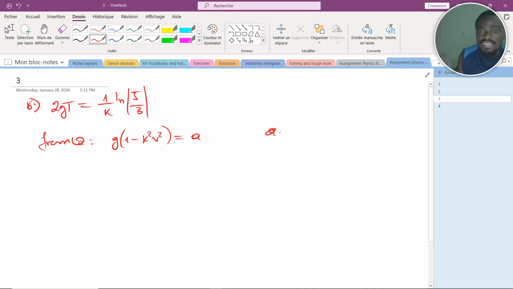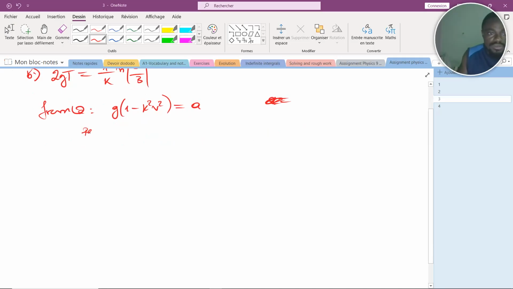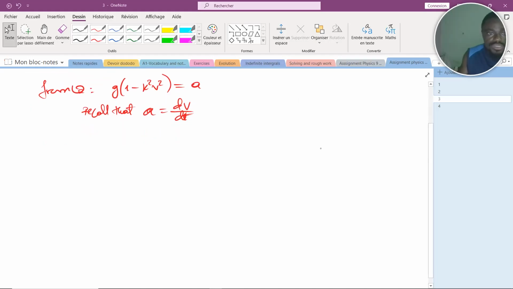And we know that acceleration is equal to what? Recall that acceleration equals dv on dt. Is that okay? So this implies I'll have g into 1 minus k square v square equals dv on dt. So there are d's in front of v and a d in front of t. So the variables are v and t. Is that okay?